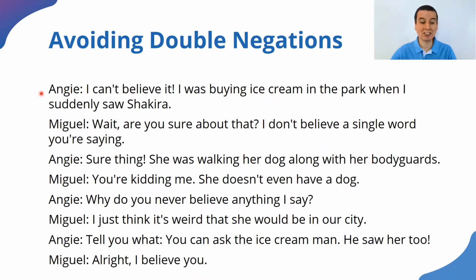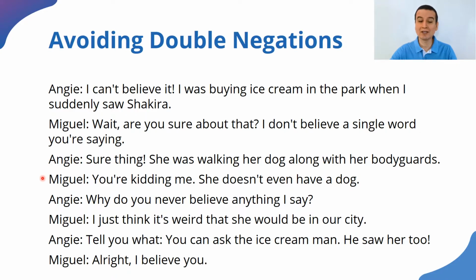They are Angie and Miguel. Angie says, "I can't believe it. I was buying ice cream in the park when I suddenly saw Shakira." Okay, that's a celebrity. "Wait, are you sure about that?" says Miguel. "I don't believe a single word you're saying." Angie says, "Sure thing. She was walking her dog along with her bodyguards." Oh, she has bodyguards, of course.